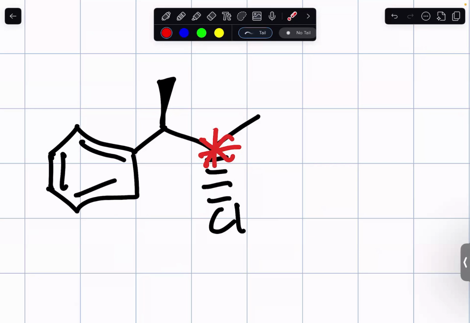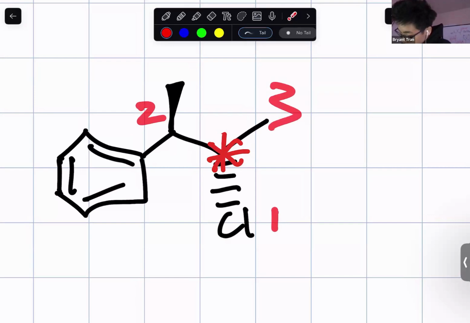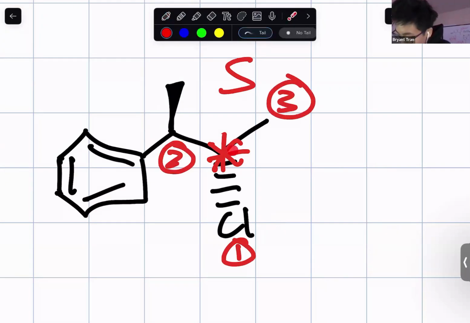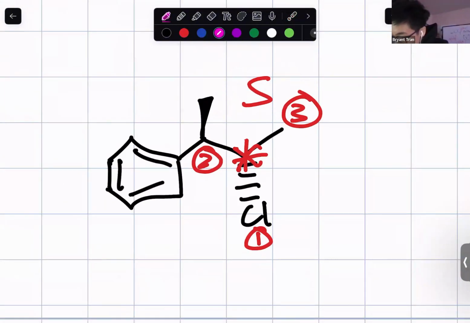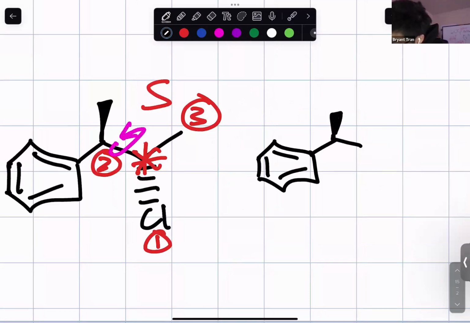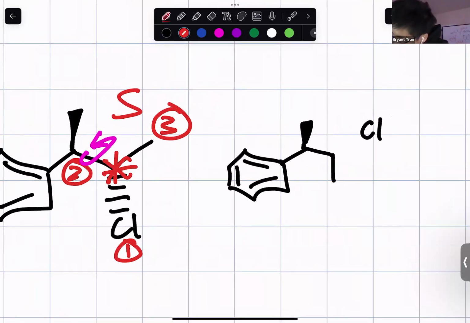So, let's see. 1, 2, 3. Looks R, but it's actually S. Yes, this is S, right? Because our lowest priority group here is on a wedge, not the backside, so we have to flip it to what it actually is, S, right? So because it's S, and if I rotate that single bond right there to give me this rotated molecule, I want this chiral center here to also be S, to say that they are identical, right?